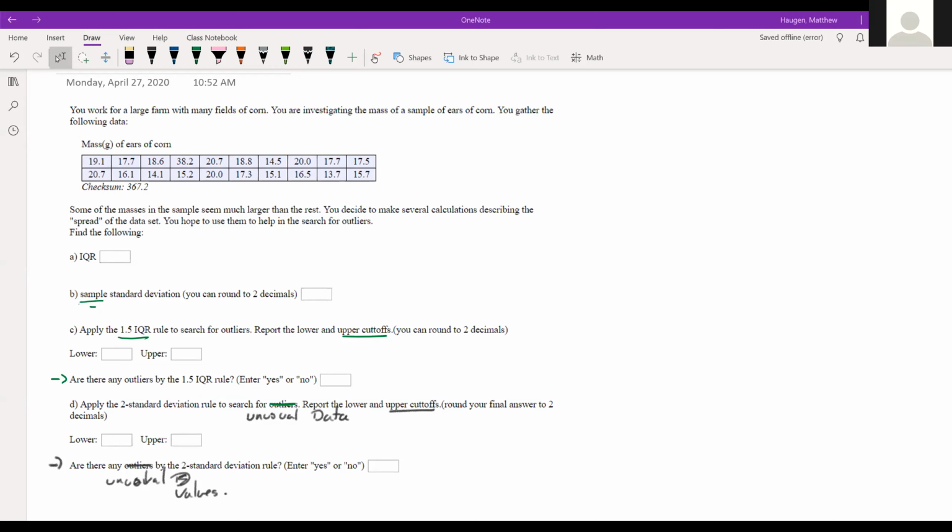Now the IQR is interquartile range. So that would be your third quartile minus your first quartile, in order to find the center, correct? In order to find the spread of the center, yeah. That interquartile range is a sense of spread. It's kind of like standard deviation, but for position.